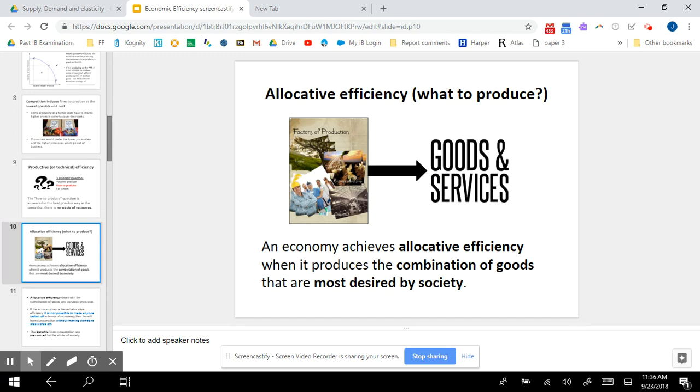Allocative efficiency, so the what to produce in terms of goods and services. An economy achieves allocative efficiency when it produces the combination of goods that are most desired by society. So if you remember when we first drew the PPF, we were focusing on what we could produce, not what society wanted. Now we're turning over to what is the combination of goods that society would like us to produce. In other words, and we'll see at what point on the PPF has society decided that that's the optimal combination of those two goods that they would like to see.